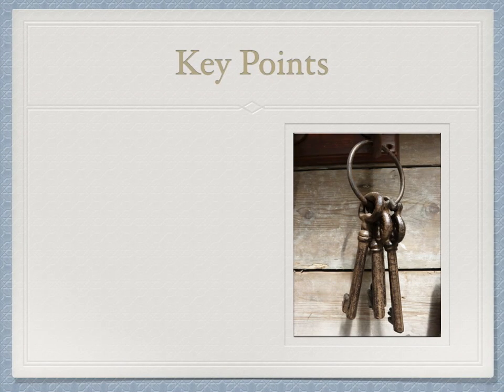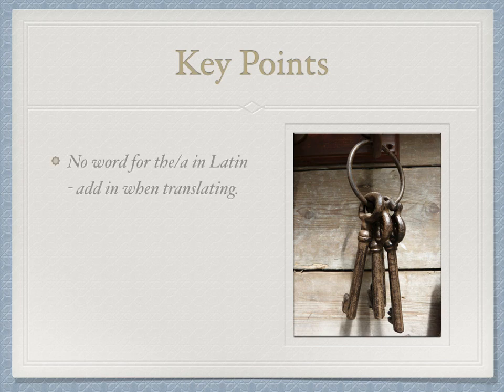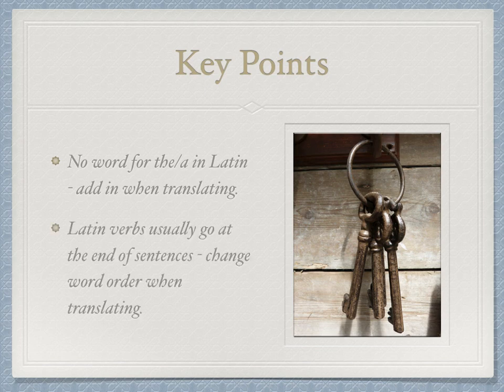So I have two key points or takeaways that I want you to have from this video. Number one, there's no word for the or a in Latin, so you need to add it in when you're translating so that your translations sound good. Number two, Latin verbs usually go at the end of the sentences, so that's where you're going to look for them, next to the full stop, and make sure that you change the word order around when you translate into English, so again you have nice sounding sentences.